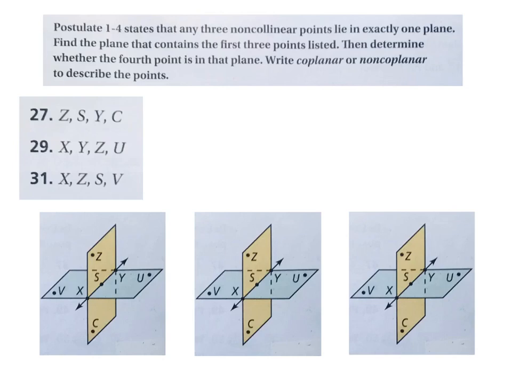And we'll talk about what if it is collinear, what does that look like? Okay, now find the plane that contains the first 3 points listed, and then determine whether the fourth point is in that plane and write coplanar or non-coplanar.